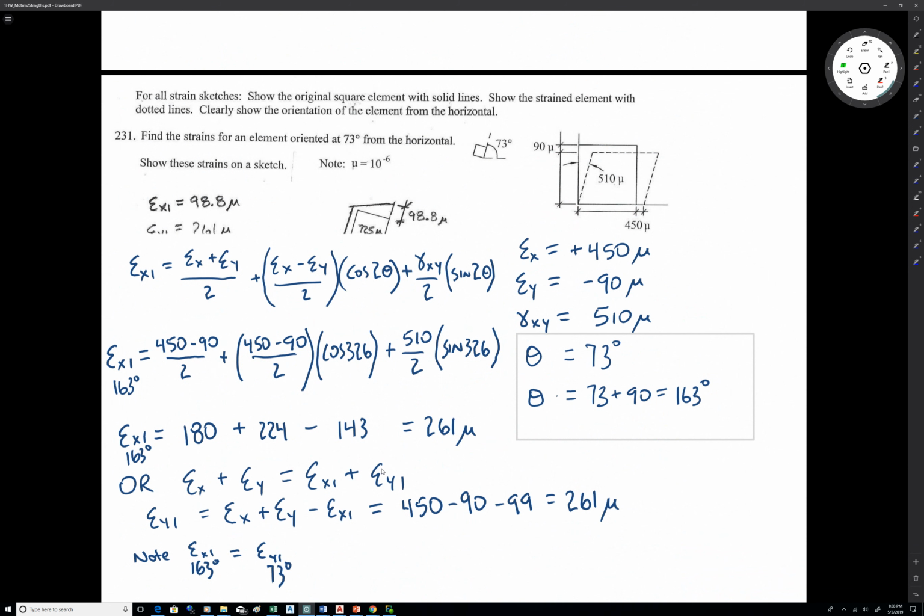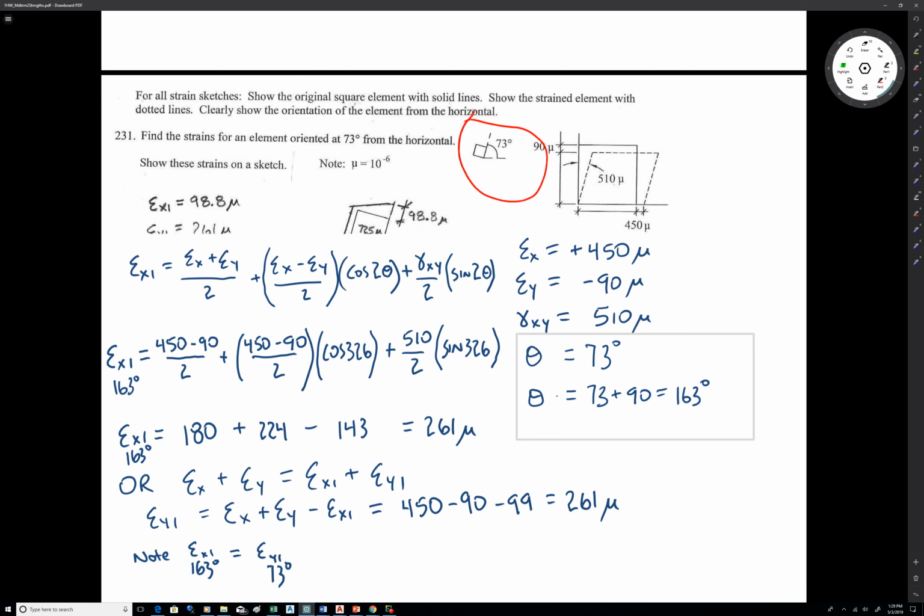Now the deal with this, and you can tell that from the sketch. The original element there is solid, it's a square, and then what's happening to it is a dashed line. So it's lengthening in the x, so epsilon x is plus 450, shortening in the y, so epsilon y is negative 90. And then that lower left-hand angle is getting smaller, which is positive shear strain. Okay. So that's where that comes from. Now, we have an angle shown there, so the angle is 73 right there. Now, the strain angles are measured with the horizontal there, so that's 73.